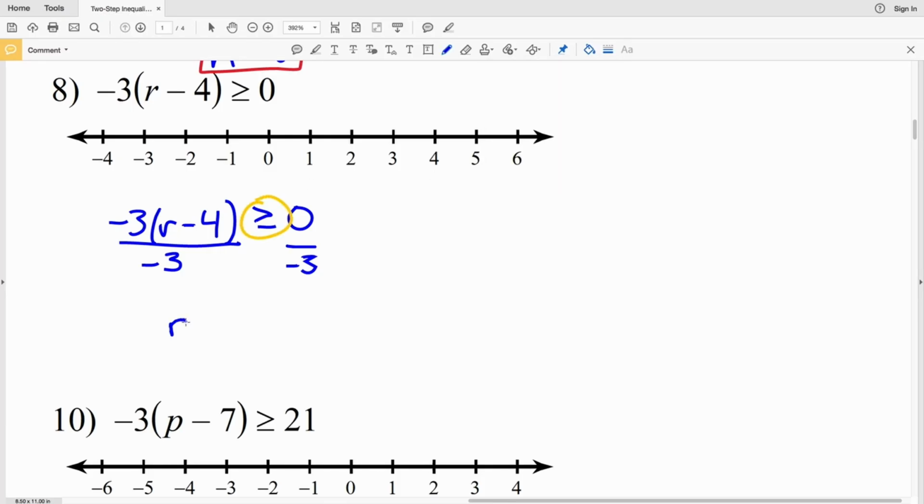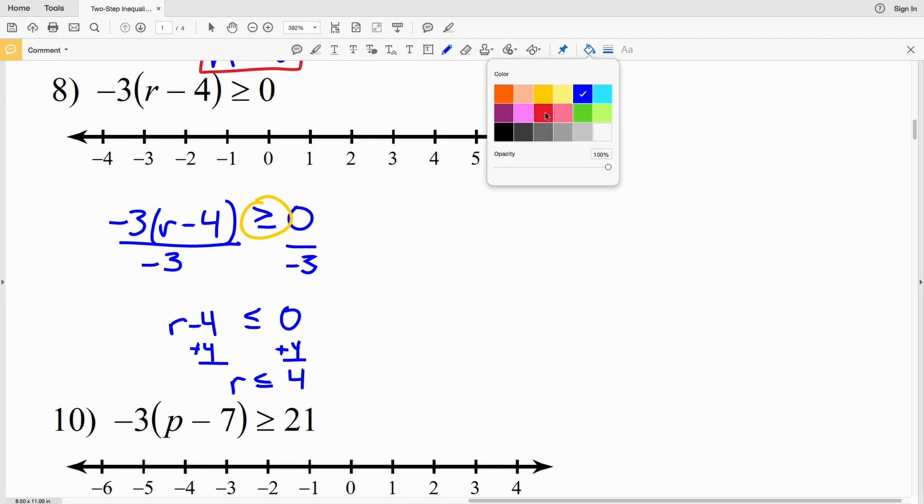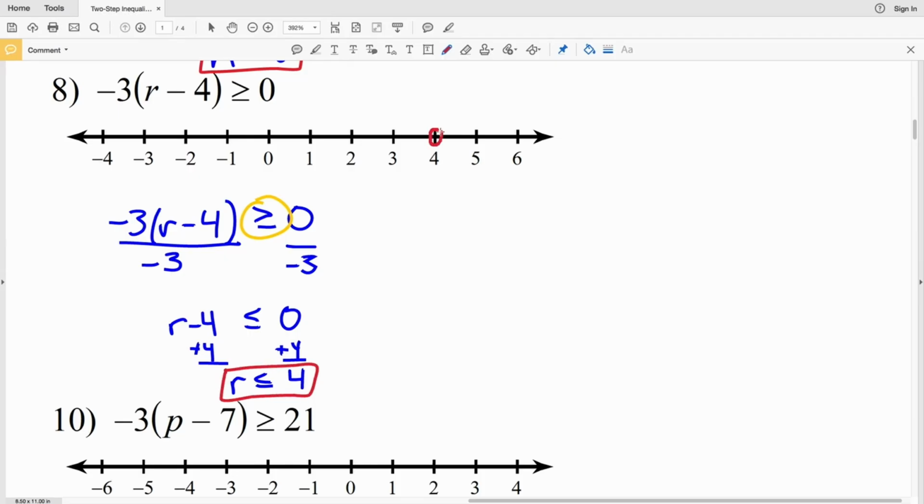So I'll be left with r minus 4 on the left-hand side, and that's going to be less than or equal to 0 on the right, since 0 divided by any number is 0. Then I'll just add 4 to both sides to get that r is less than or equal to a positive 4 as the solution for this inequality. Go ahead, circle the 4, fill it in, and then shade everything to the left of 4.